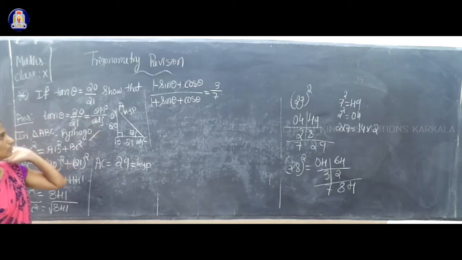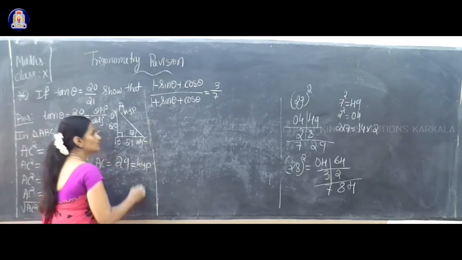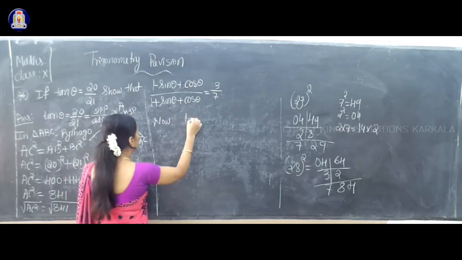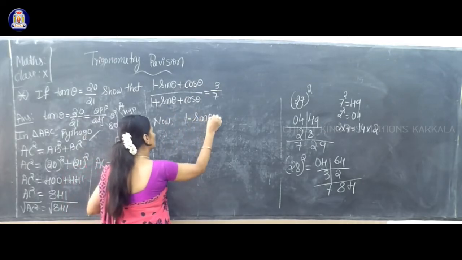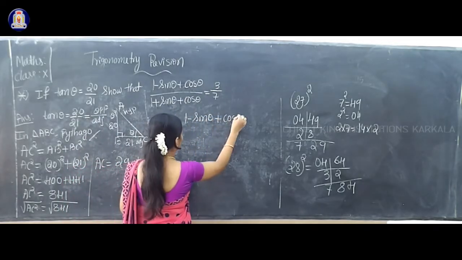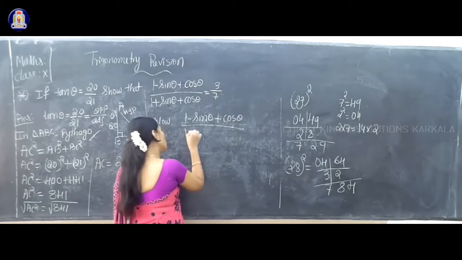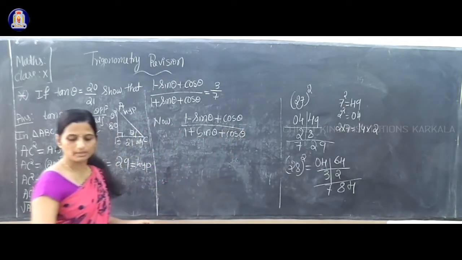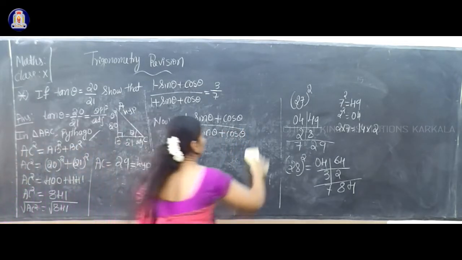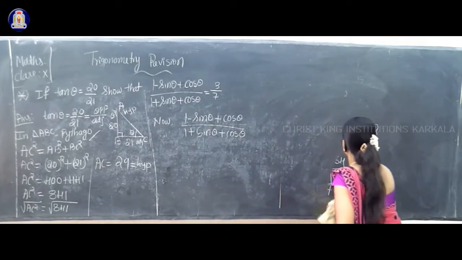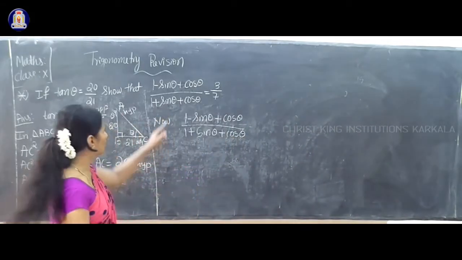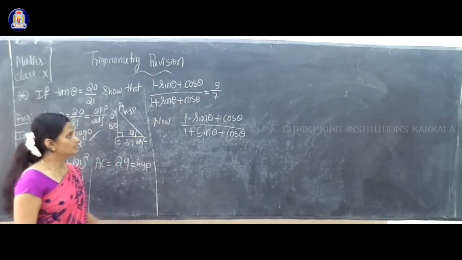So now you got all those values. So now substitution and simplification. Now, what do you take? 1 minus sin theta plus cos theta divided by 1 plus sin theta plus cos theta. Now this you have to show as equal to how much? 3 by 7. So now substitute.